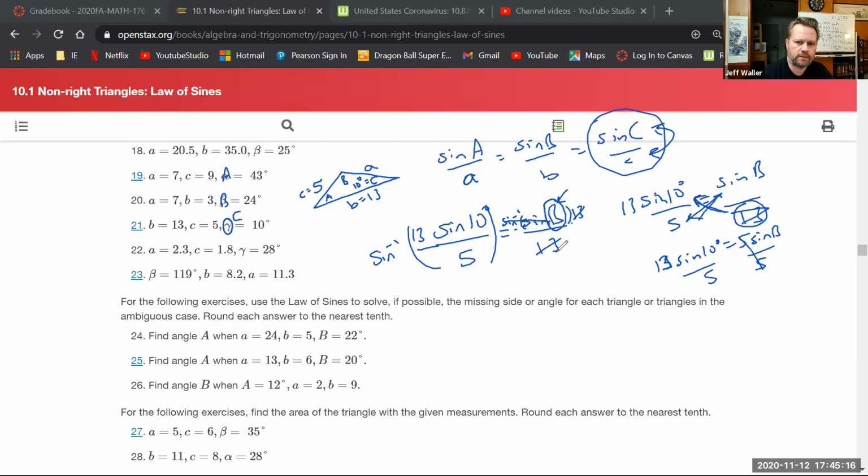So now, can somebody tell me, let me rewrite what I've got here. Why would this step be the step that leads to the possibility of two triangles? Somebody go ahead and do that for me.